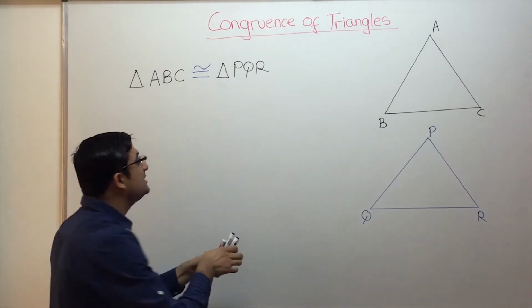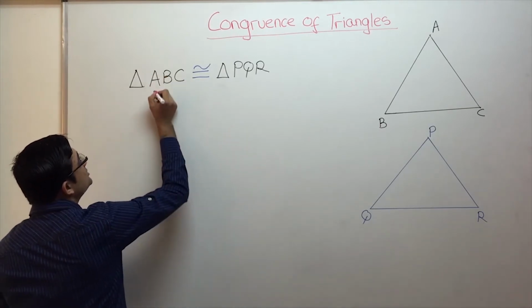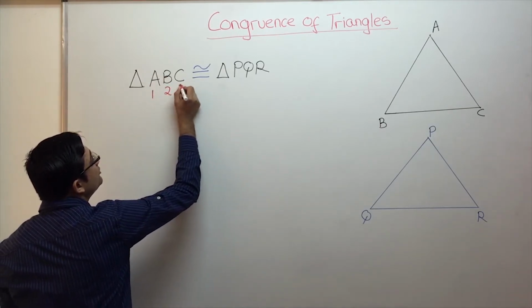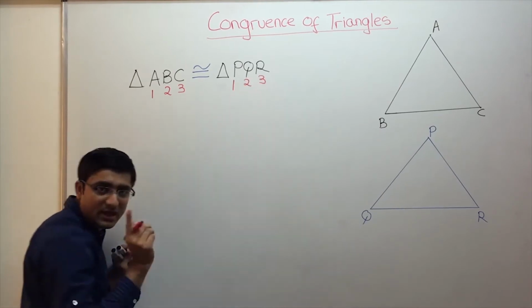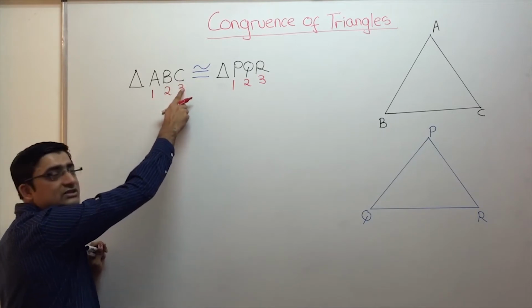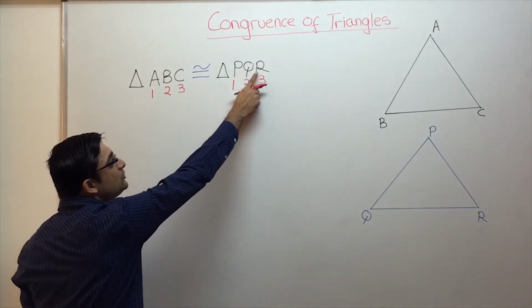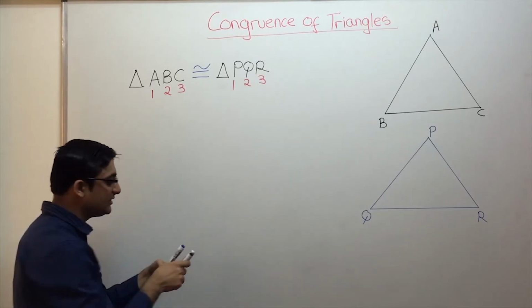Let me show you. See, the first step is to label them as 1, 2, 3. So call this 1, 2, 3. Here also 1, 2 and 3. I repeat, label your letters as 1, 2, 3. So A is 1, B is 2, C is 3. Here P is 1, Q is 2, R is 3. Now the first thing we're going to get is corresponding vertices.